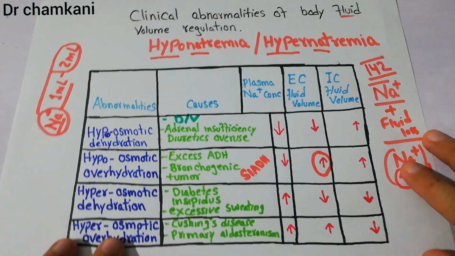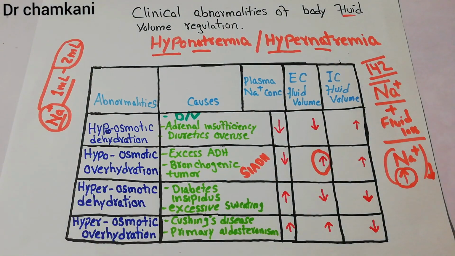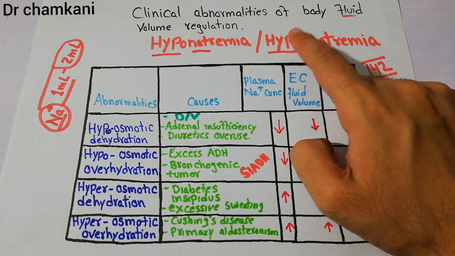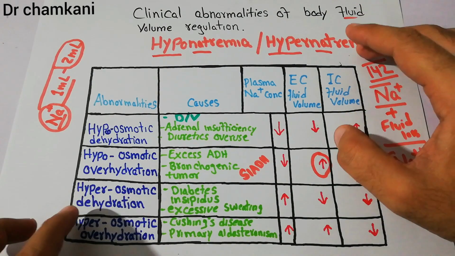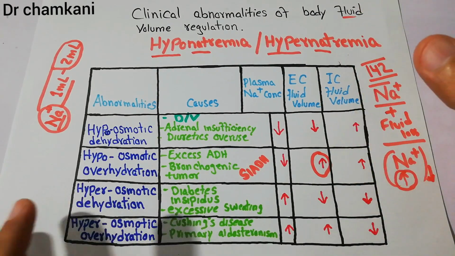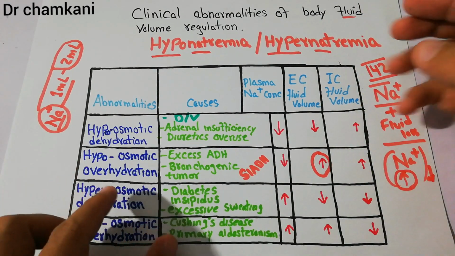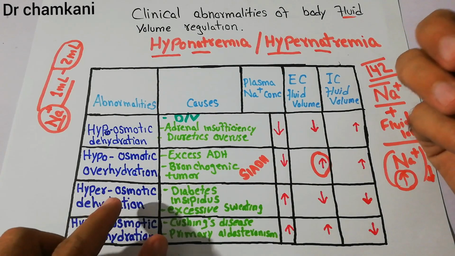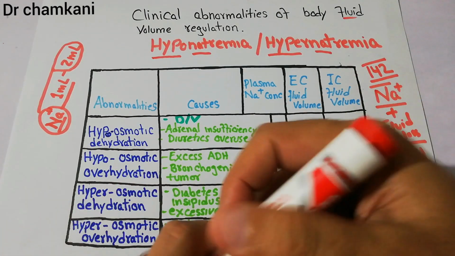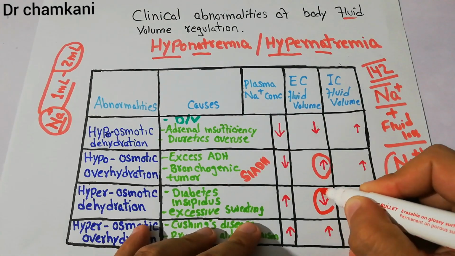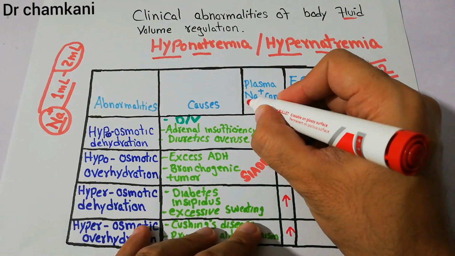Now there are some conditions which lead to increase in the concentration of sodium, which causes hypernatremia. Those conditions can also be either due to dehydration or with overhydration. In hyper-osmotic dehydration, there is loss of fluid from the body, but no loss of sodium.